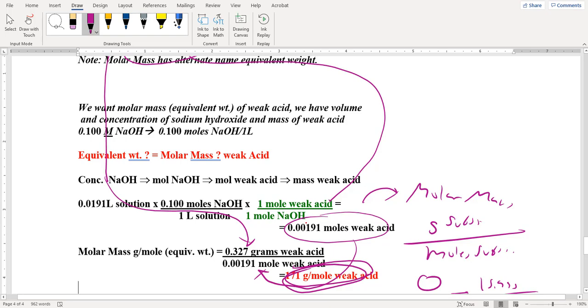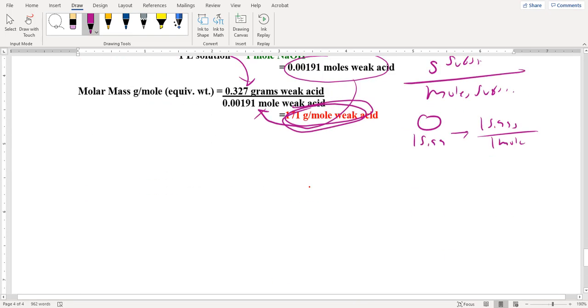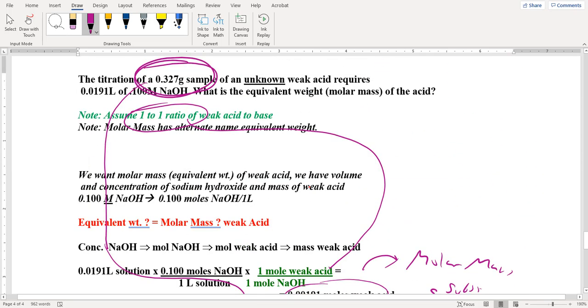So be sure to practice these type of problems. I've got a bunch of them in the study handout. And this concludes our acid-base titration component, as well as all of acids and bases part 2.